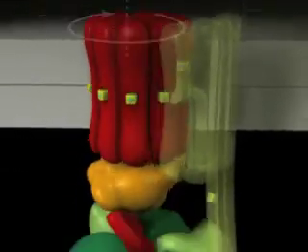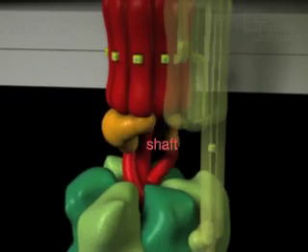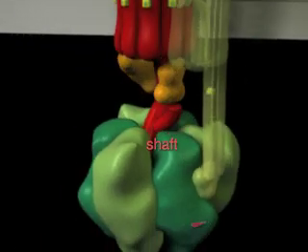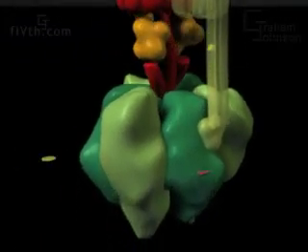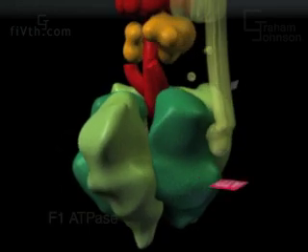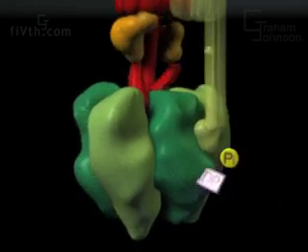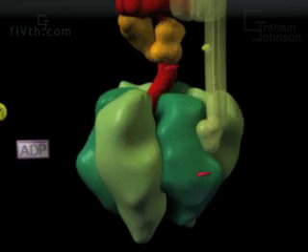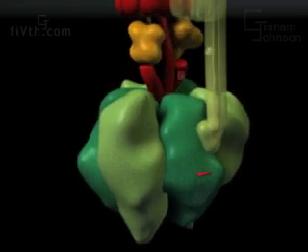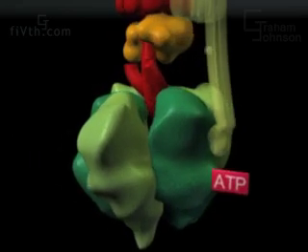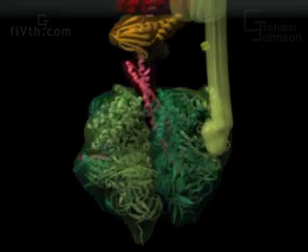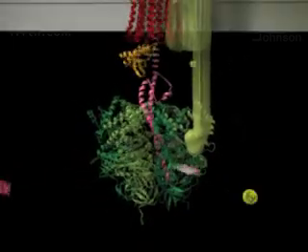The rotational energy is transmitted via a shaft attached to the rotor that penetrates deep into the center of the characteristic lollipop head, the F1 ATPase, which catalyzes the formation of ATP. The F1 ATPase portion of ATP synthase has been crystallized.